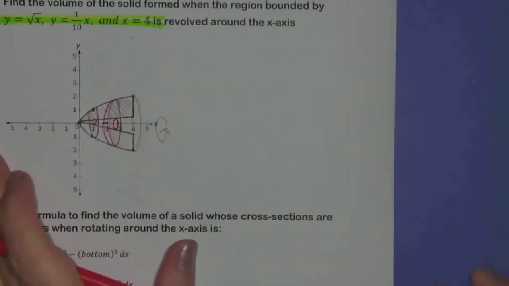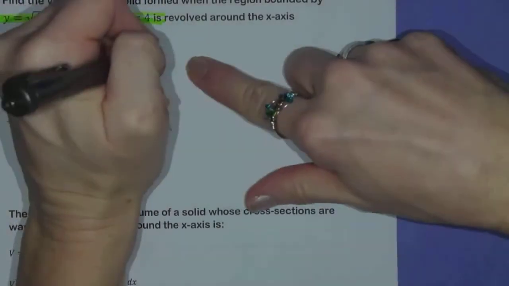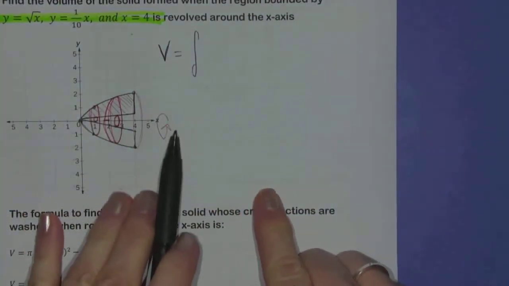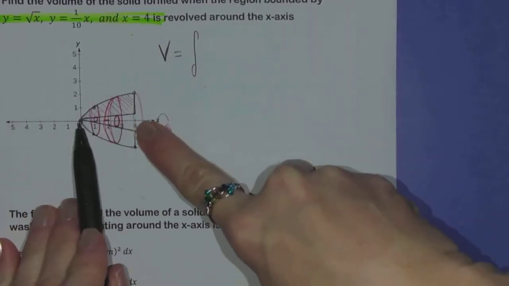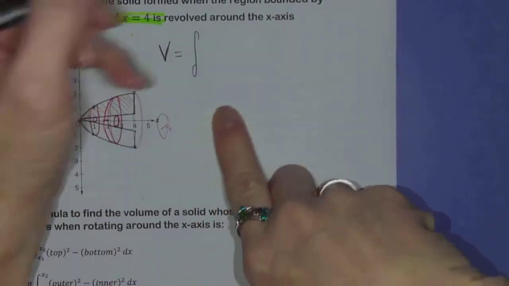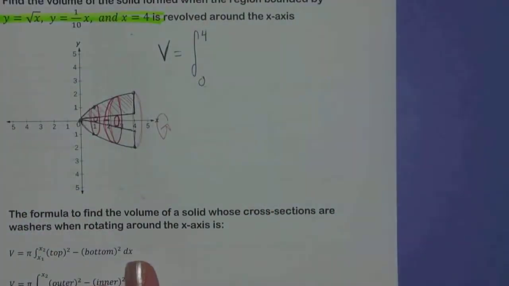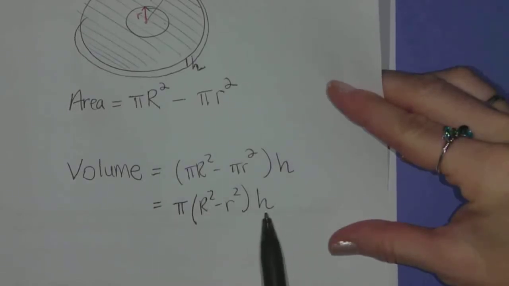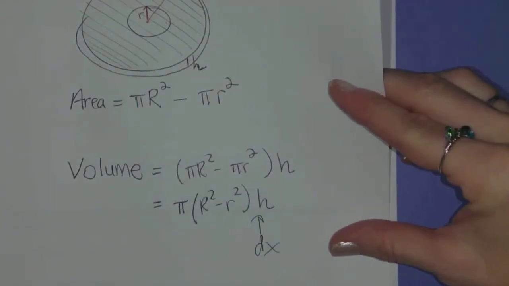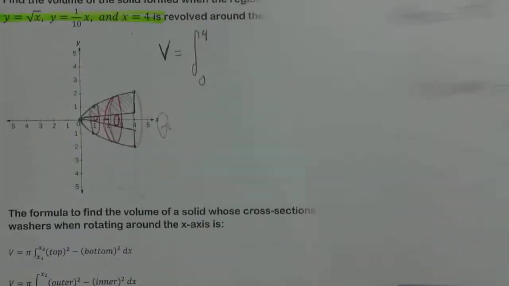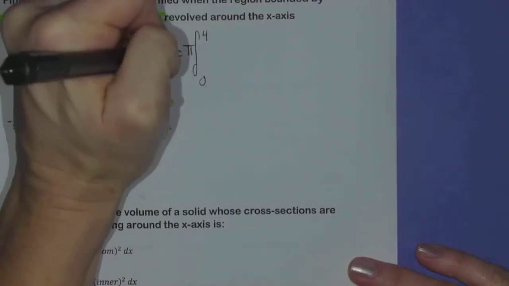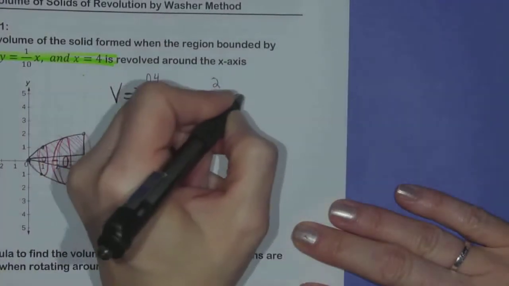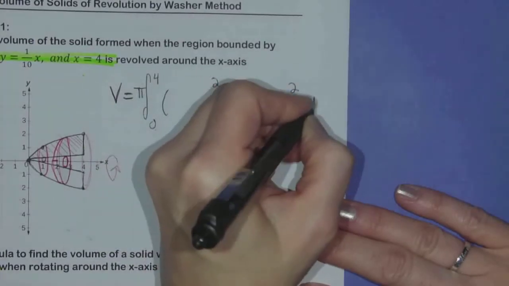So let's go ahead and set that up. So our volume is going to equal the definite integral. Now, we know when we spin around the x-axis, everything will be with respect to x. So let's start with the x bounds. We are bounded from 0 to 4. And now I'm going to go back right here to my volume of a washer. And my h, remember, is, in this case, going to be my dx. Now look, the pi's out to the front. So let me pull the pi to the front.